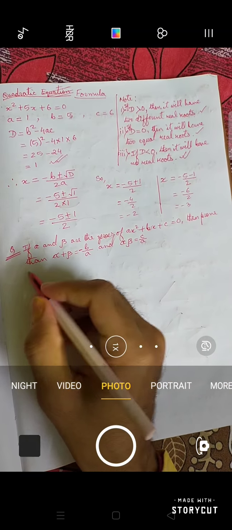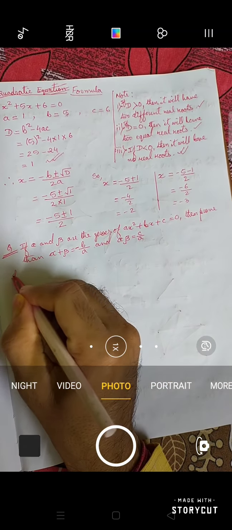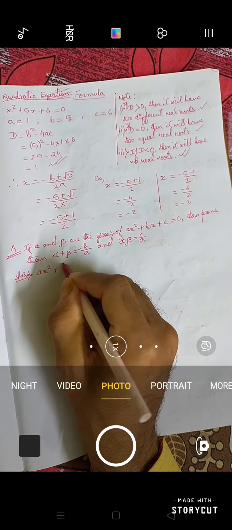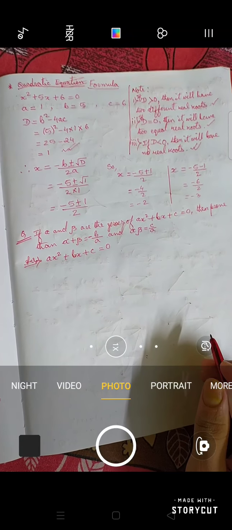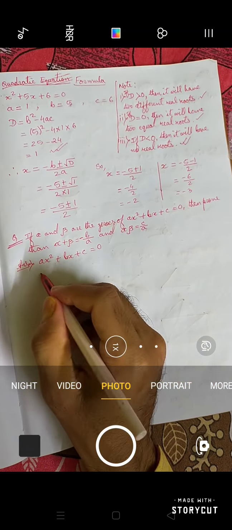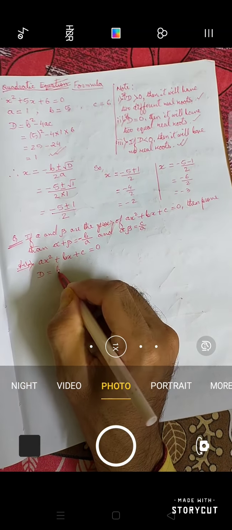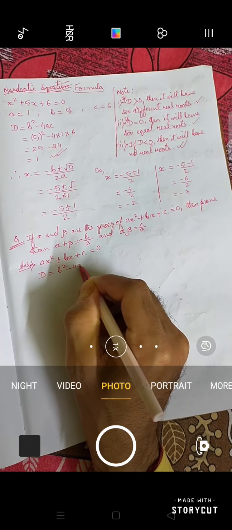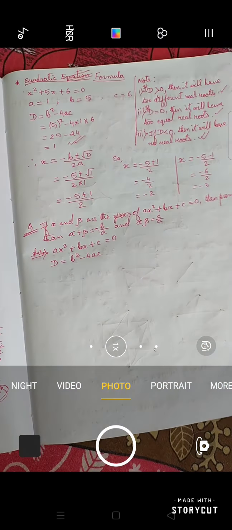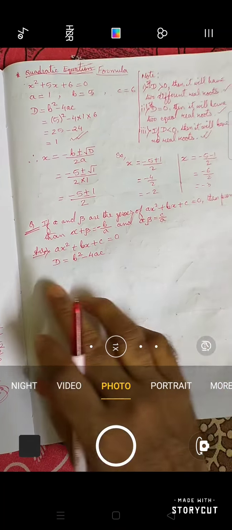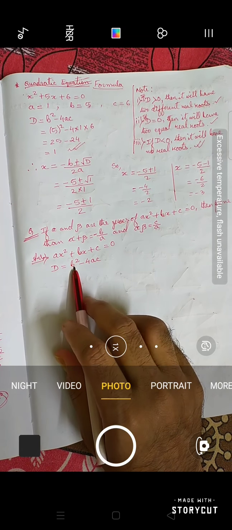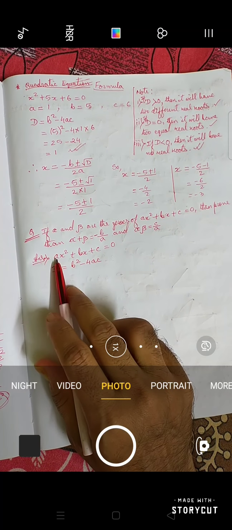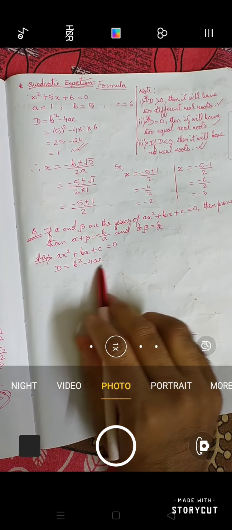Okay, so here is the answer. The question is ax square plus bx plus c equals to 0. So can I say that D is equal to b square minus 4ac? Yes or no? Just now we have studied this is the discriminant. So b is b only, b square minus 4ac, a means a and c means c. So we have written this way.